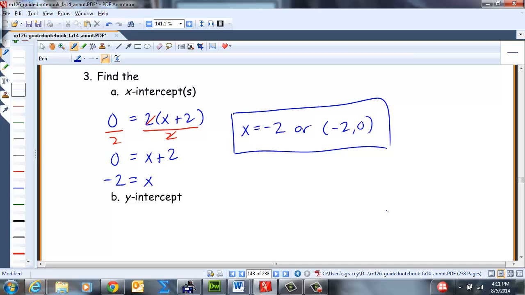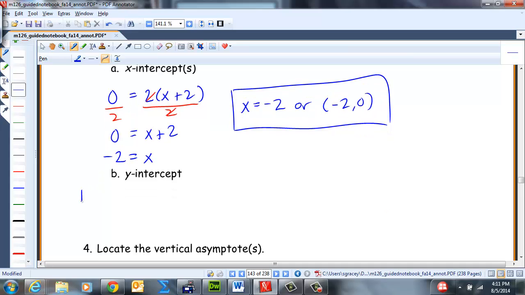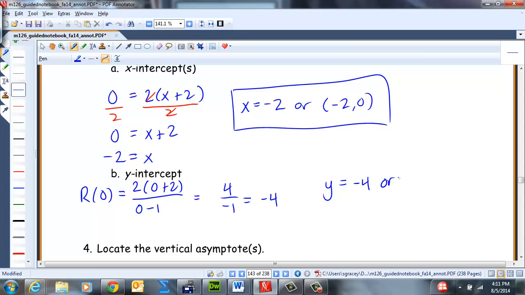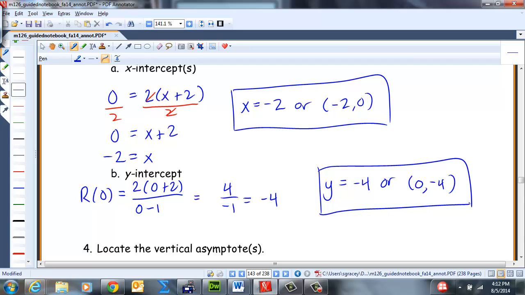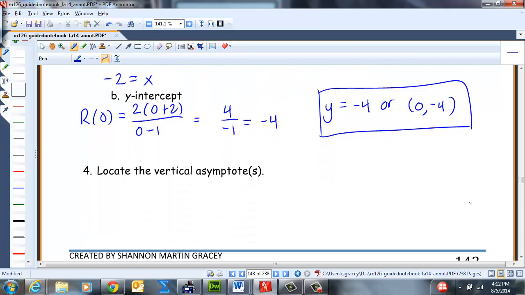Okay, the y-intercept is found by evaluating R at 0. So remember that it was 2 times x plus 2, so we'll have 0 plus 2, over 0 minus 1. So R at 0 will be equal to 4 over negative 1, which is negative 4. So we get the y-intercept at y equals negative 4, or the ordered pair 0, negative 4. And the better you are at doing these by hand, the easier curve sketching and calculus is going to be for you.